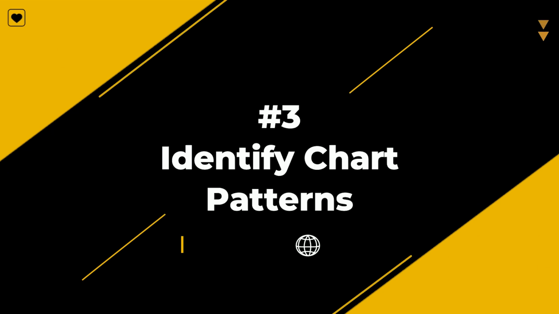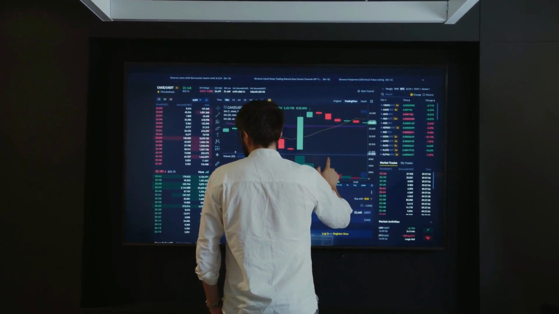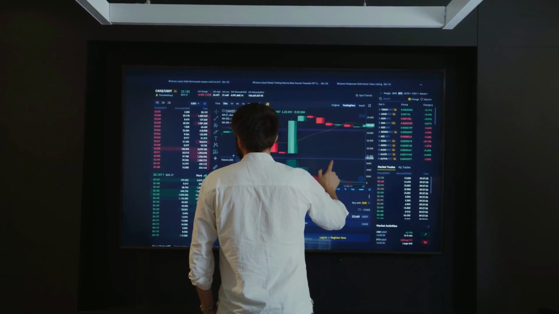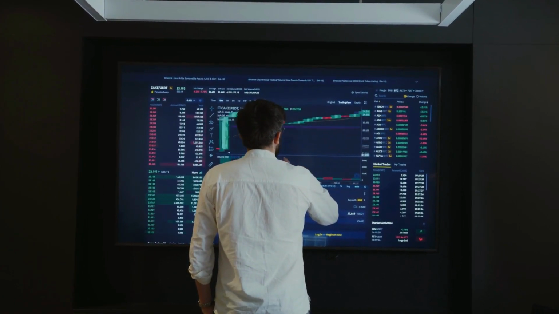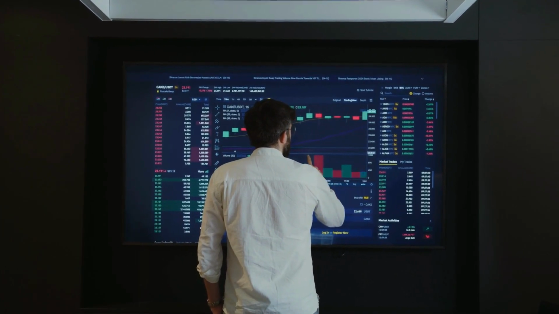Number 3. Identify chart patterns. Chart patterns can provide valuable insights into market sentiment. Learn to recognize patterns like triangles, head and shoulders, double tops, and double bottoms. These patterns can signal potential trend reversals or continuations.